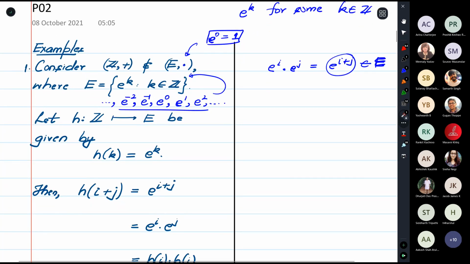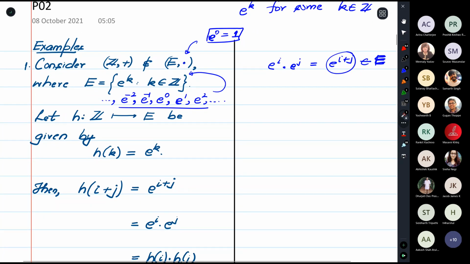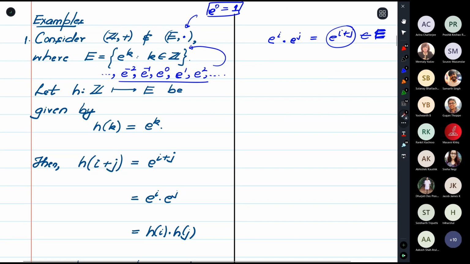So now we are going to define a function h. What does this function do? It takes as input an integer and spits out an element in E. So it takes an element in the set of integers and spits out an element in E. And what is the way it maps the set of integers to the elements in E? Well, the rule is the following: if you give k as input to h, the output would be e^k.